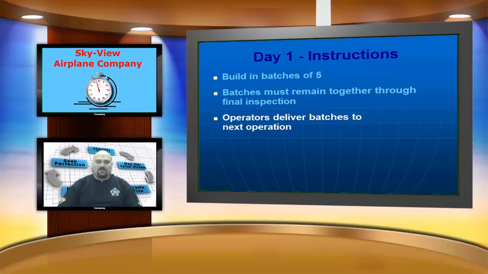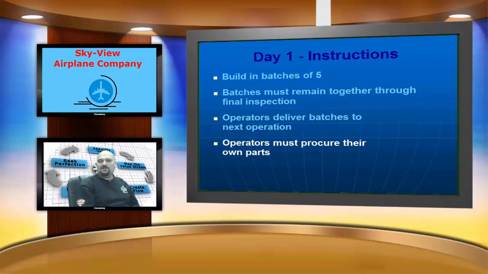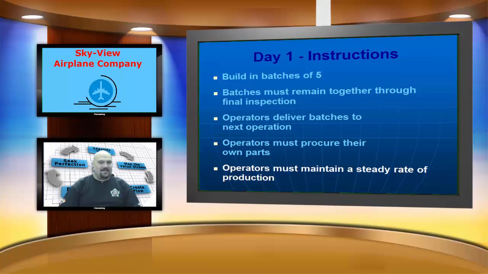That means workstation 1 must get up out of their chair, deliver batches of 5 to the queue of workstation 2, and so on. Operators must procure their own parts. As soon as they run out of parts, they need to go to raw material stores, get more, and bring it back to their station. Operators must maintain a steady state of production. That means after an operator delivers their 5 planes to the next operation, they must go back, sit down, and keep on producing. We pay them to work, by the way.